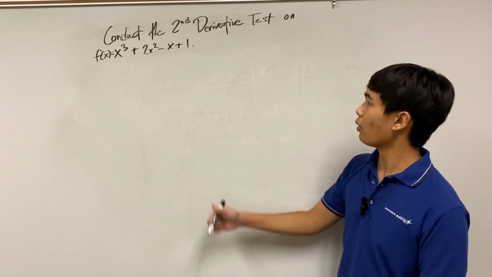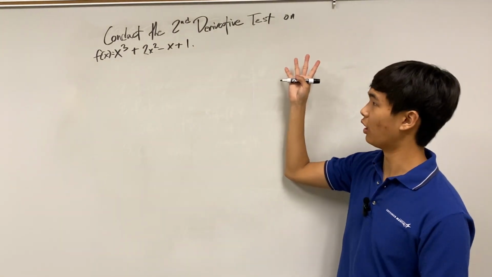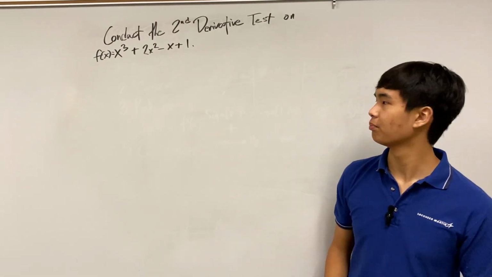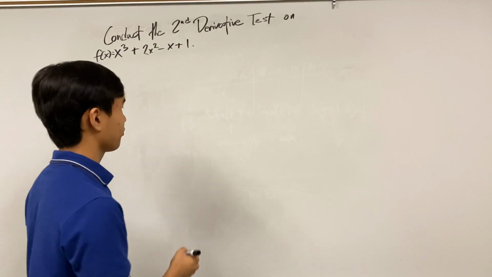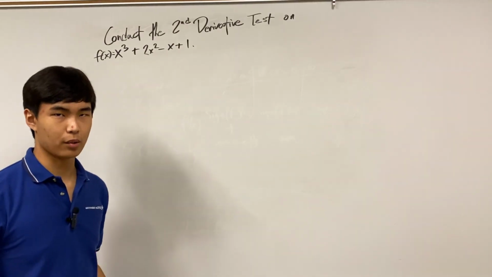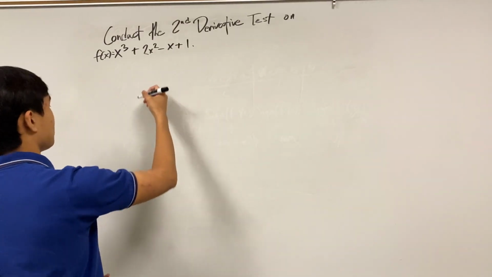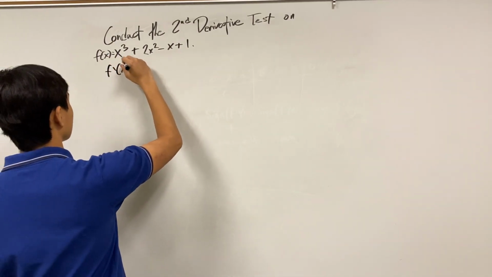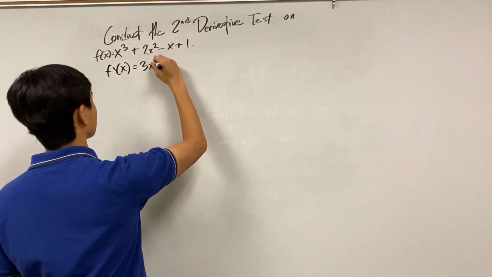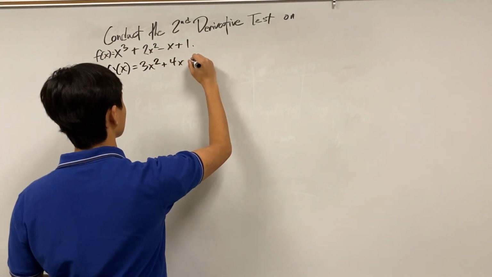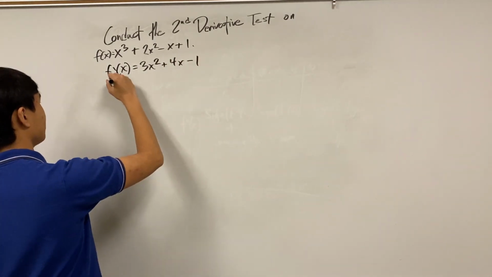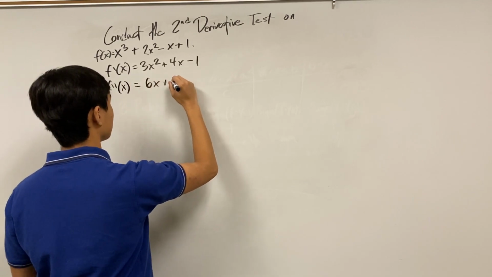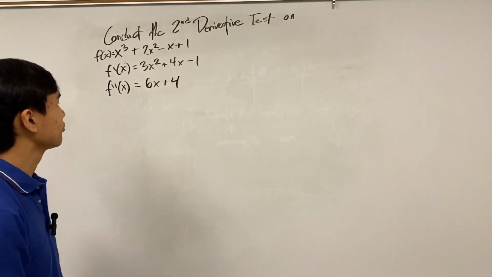Let's do an example problem. We're asked to conduct the second derivative test on this function, so we have to find the intervals where it's concave up and down. So to start, we first have to find our points of inflection. So I'm going to go ahead and find the second derivative. Here's the first derivative. And here's the second derivative.